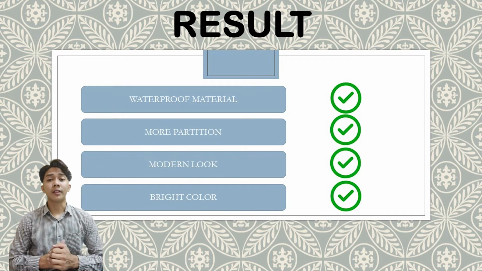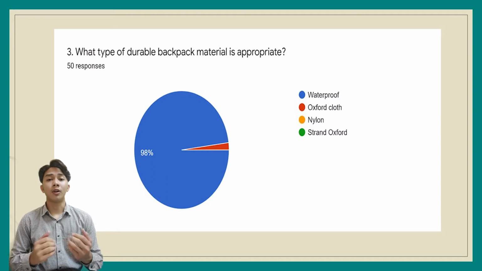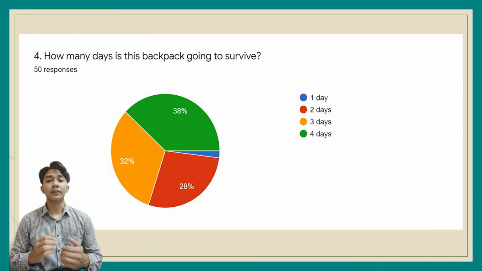Without wasting more time, I will conclude our questionnaire result. Based on this questionnaire result, we get to know that the respondents correspond to our target spec, which is waterproof material, more partitions, modern look, and bright color. About 90% of respondents agree with our survey. Here are some examples of the respondents' answers. Here we ask about the material that we use, and all agree on a waterproof material. Then we ask the respondents how long the bag will survive.